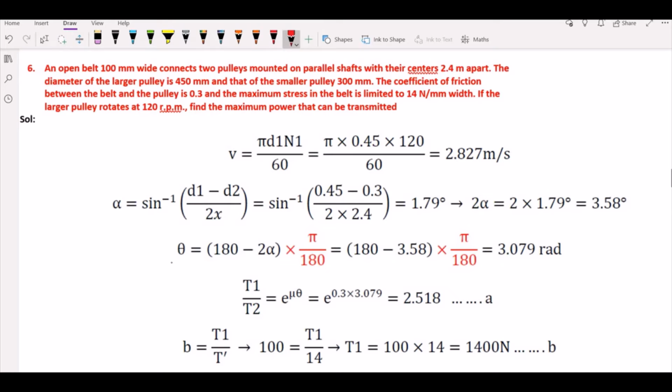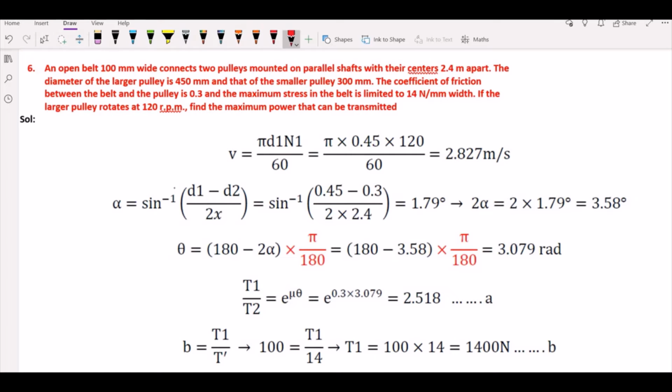Read the question carefully and understand the concept. What we need to calculate here is the maximum power. How do you calculate it? Maximum power can be calculated from the relation P is equal to (T1 minus T2) into V. So T1, T2 and V are what we need to calculate. How do you find V? Velocity is not given, so we can find it from the relation V equals pi d1 n1 by 60. d is given, n is given, substitute there and you will get V. So V is calculated. Next, how to calculate T1 and T2?